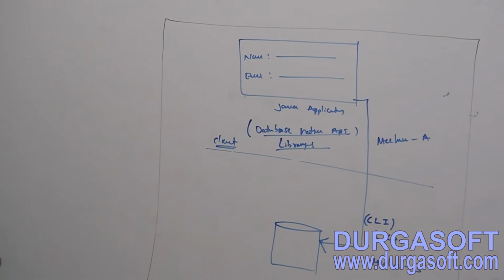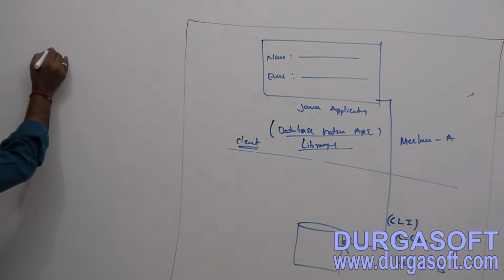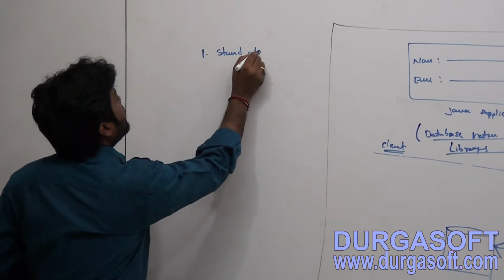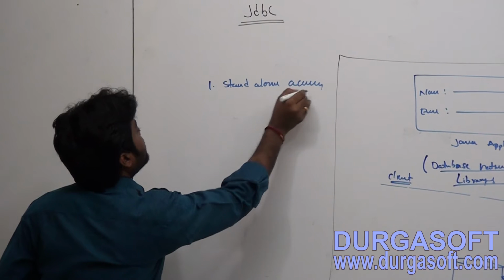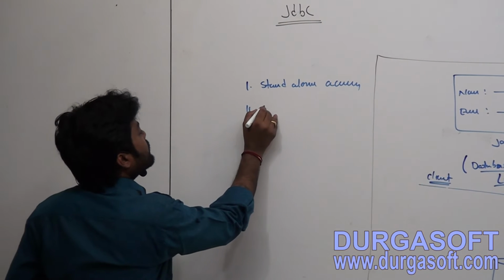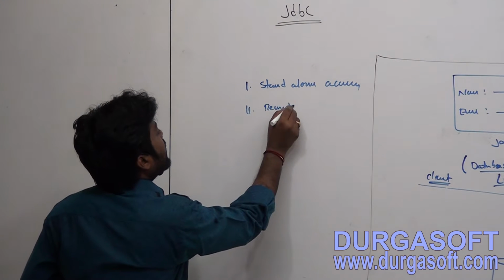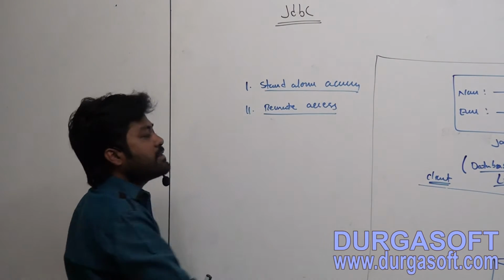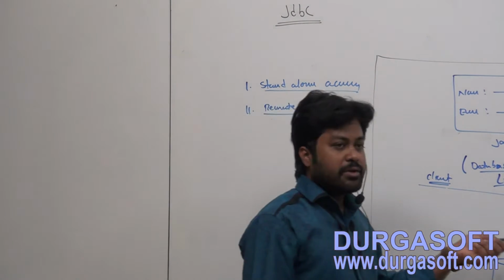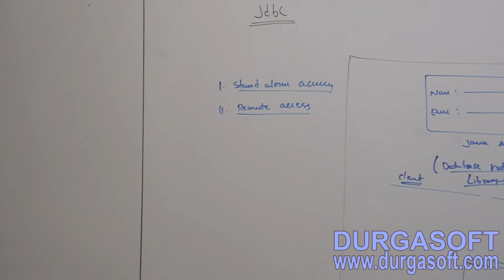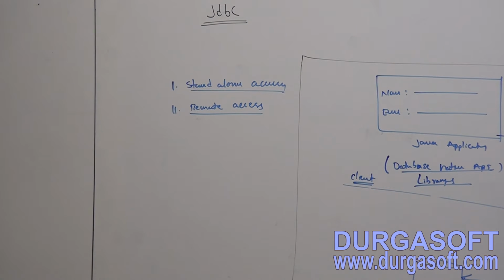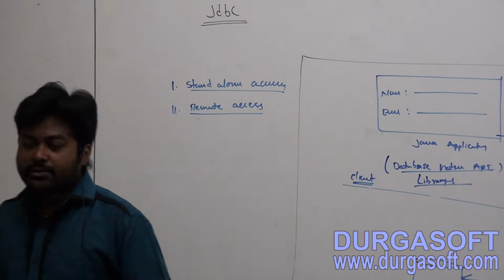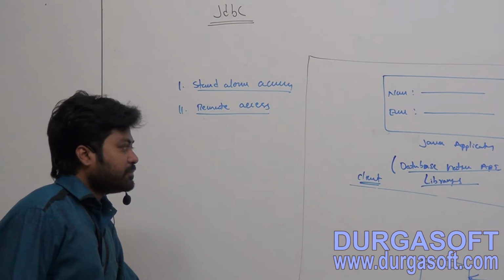And it is useful for standalone as well as for web applications also. It is useful for standalone access. You can use it for standalone access as well as for remote access also. Means in a single machine you can use it, or else you can use it for multiple machines. You can keep your database in one machine, your application in another machine, and you can access. So remote access also they are providing here in case of type 2 driver.